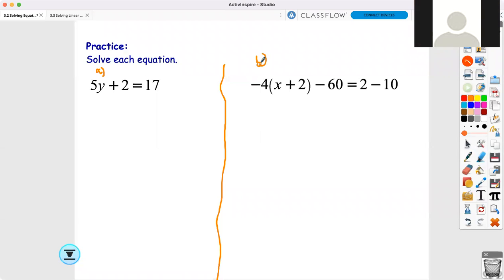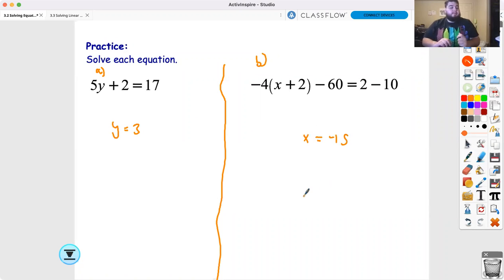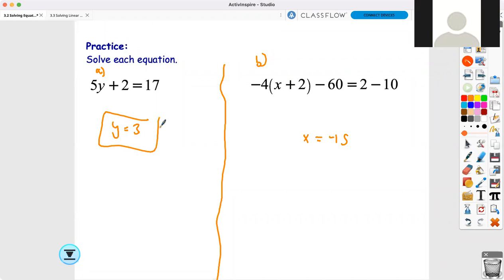For the first one, I got y=3, and then the second one I got -15. Anyone agree or disagree with these solutions? The first one I agree, but the second one I haven't finished yet. Okay. Would you like an extra minute on the timer? Or 2? Yes, please. 1 or 2? 2. All right.